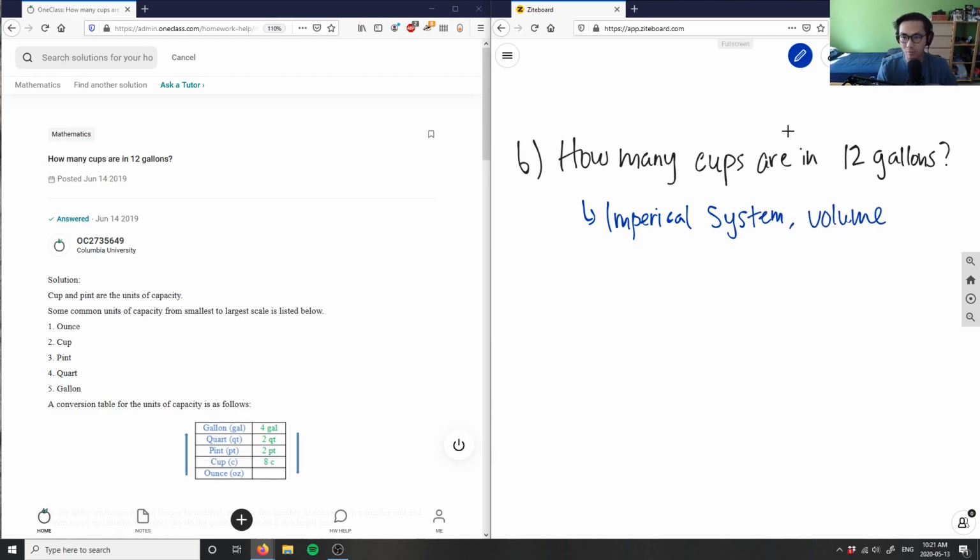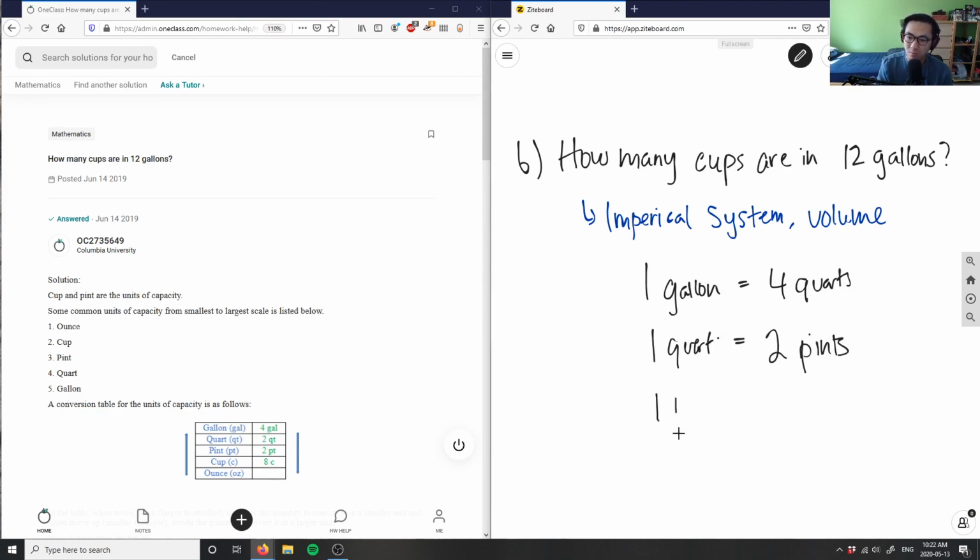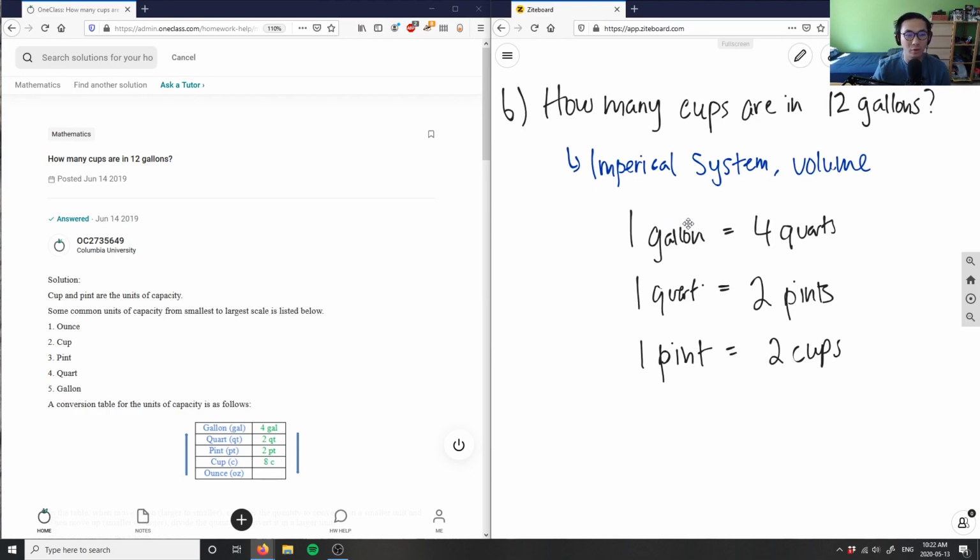So we know these guys here, and we know our conversion factors, right? We have 1 gallon equals 4 quarts. We know that 1 quart equals 2 pints. 1 pint equals 2 cups. So I want to figure out how many cups are in 12 gallons. As you can see, we can't convert directly from gallons to cups. We got to go through a specific step, right?